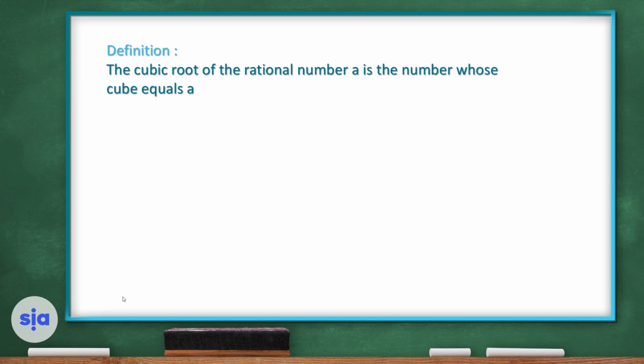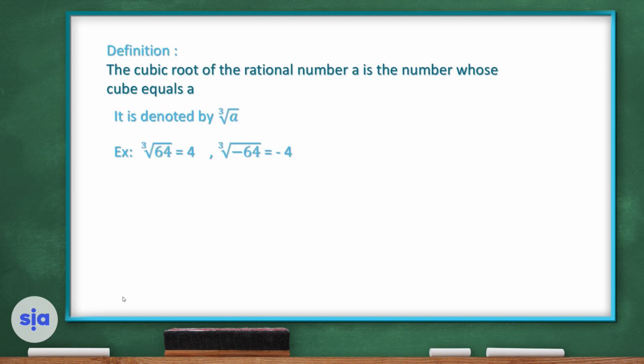The definition: what is the cubic root of a rational number? It is the number whose cube equals a. So we can read it together. The cubic root of the rational number a is the number whose cube equals a. It's denoted by the cubic root of a. As we can see here, what is the cubic root of 64? What number multiplied by itself 3 times gives me 64? Yes, 4 times 4 times 4 is 64.